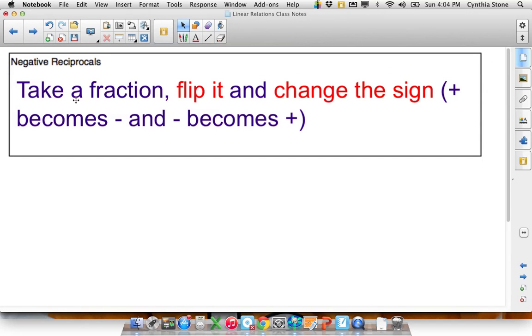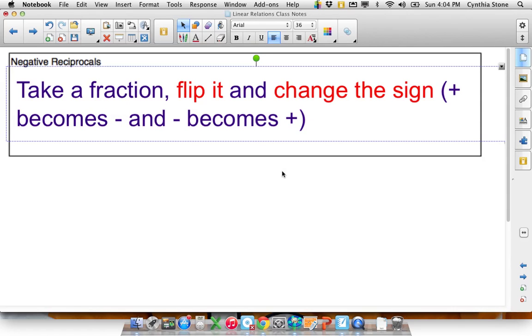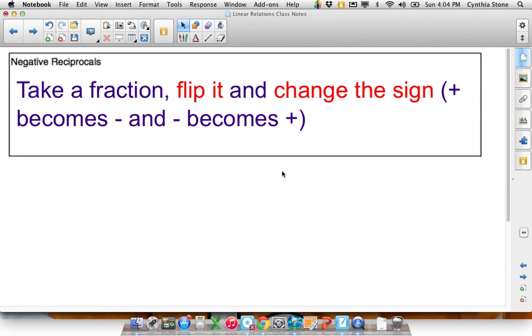So a negative reciprocal is you take a fraction, you flip it on its head, flip it over, and change the sign. So a positive becomes a negative, and negative becomes a positive. Positive becomes negative, negative becomes positive. Okay? So you pause that to write it down. I'm going to move on.